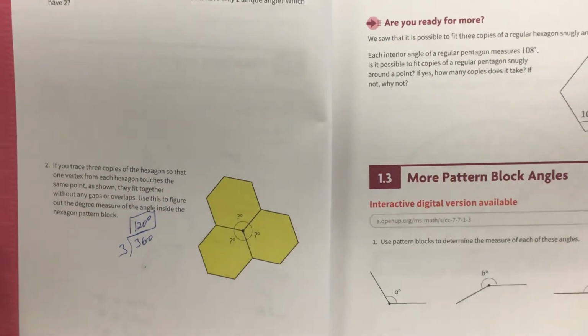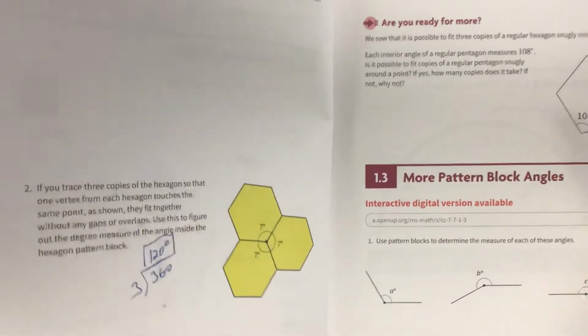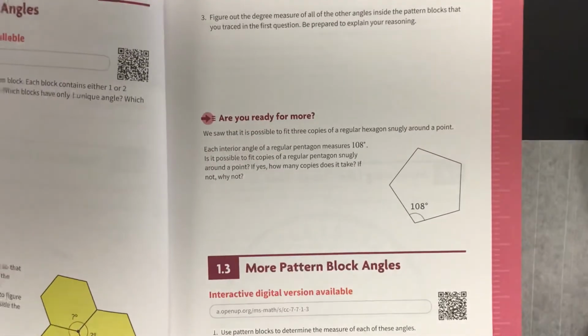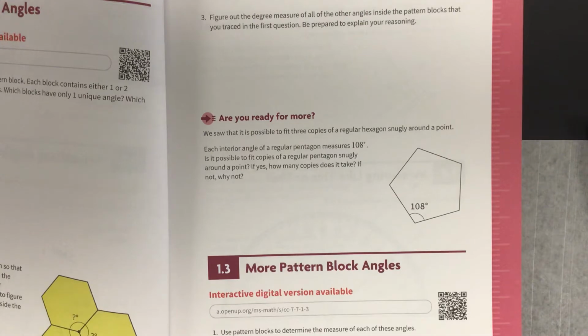All right. The Are You Ready? Lauren, would you read the Are You Ready, please? We saw that it's possible to fit 3 copies of a regular hexagon snugly around a point. Each interior angle of the regular pentagon measures 108 degrees. Is it possible to fit copies of regular pentagon snugly around the point? If yes, how many copies does it take? If not, why not? All right, so now we're talking pentagon.